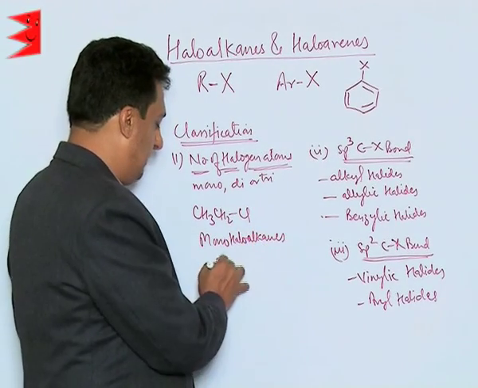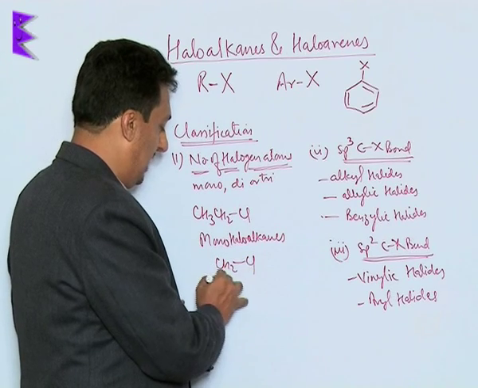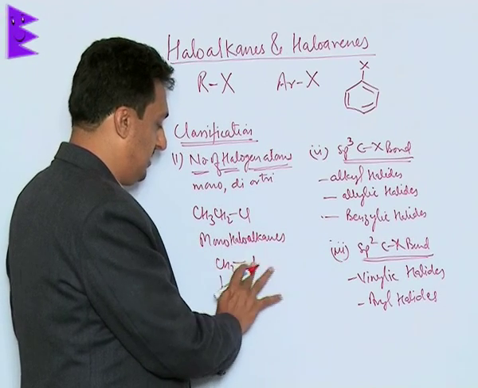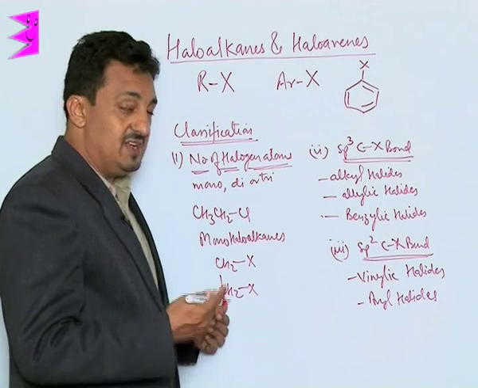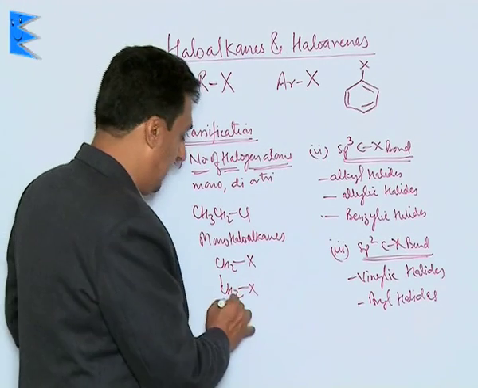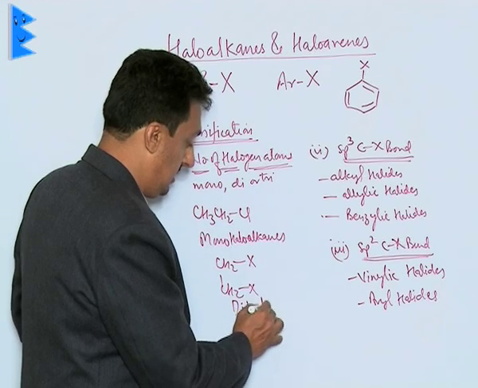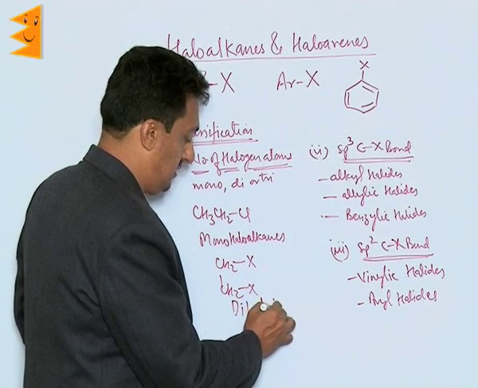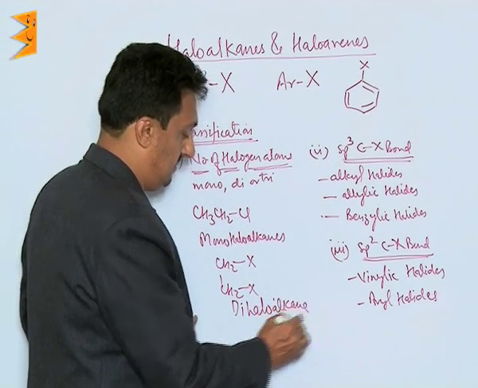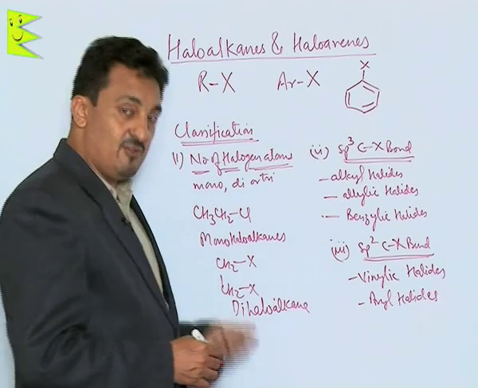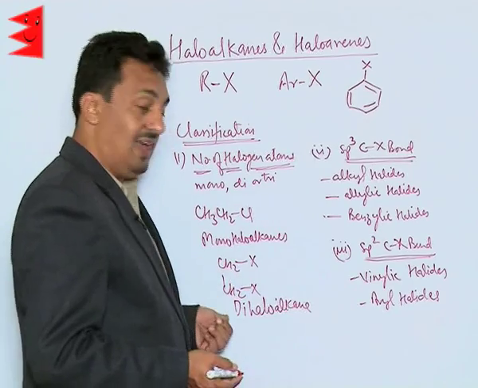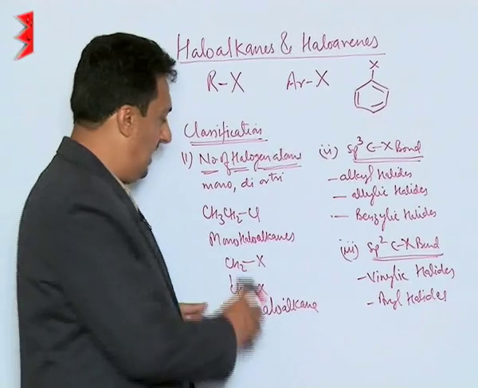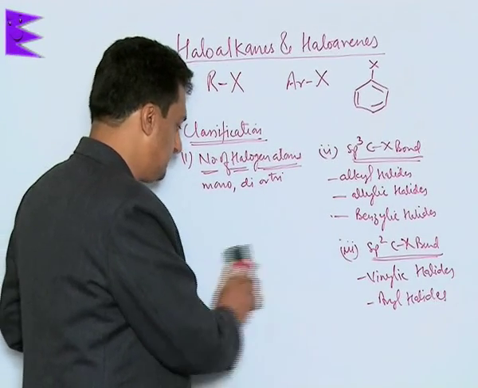If the compound contains two halogens, it's better not to put any specific halogen, just put it by symbol X. So if it contains two halogens, it's called dihaloalkane. And if it contains three, it will be called trihaloalkane. But all these are aliphatic ones. There can be aromatic also.